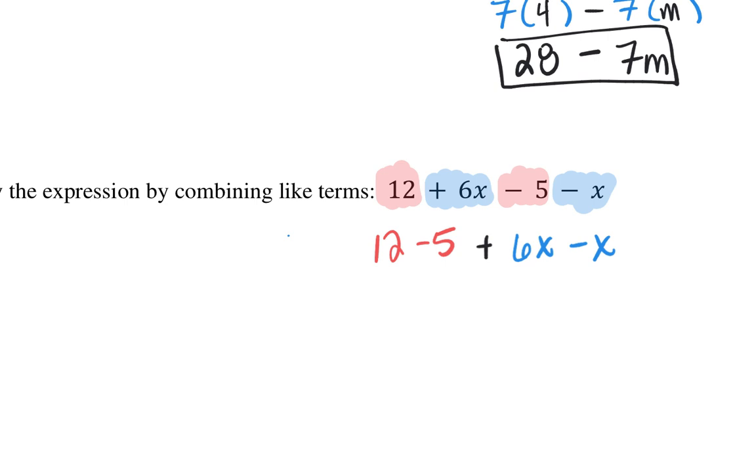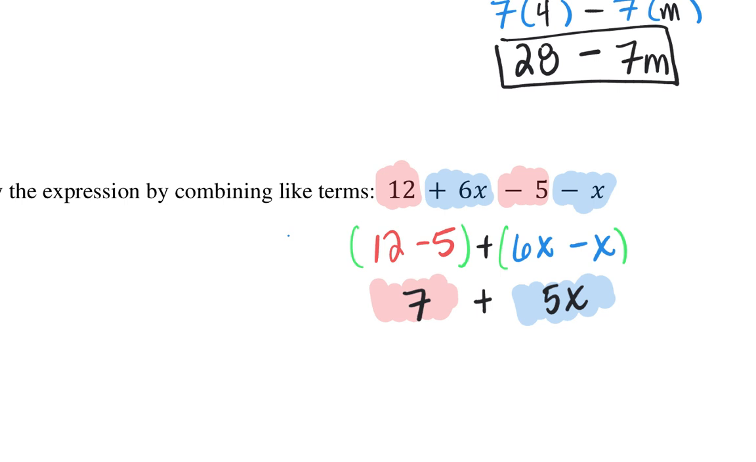12 minus 5, we could use the associative property now. We could say, hey, you know what? I want to add the constants with the constants and the variables with the variables, right? And then we've just got one constant term here, and we've got one variable term here, and this is where the simplifying comes in. It's called combining like terms. 12 minus 5 is 7, and then 6x's minus an x, 5x's.